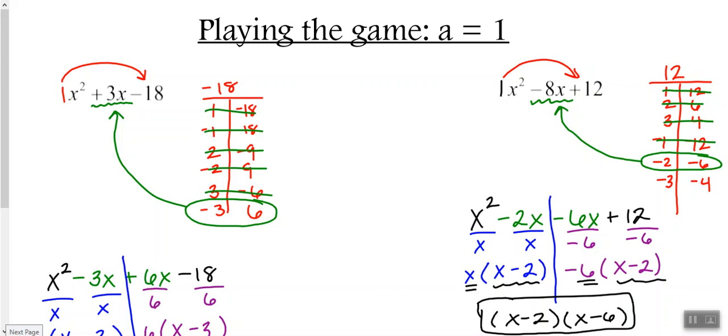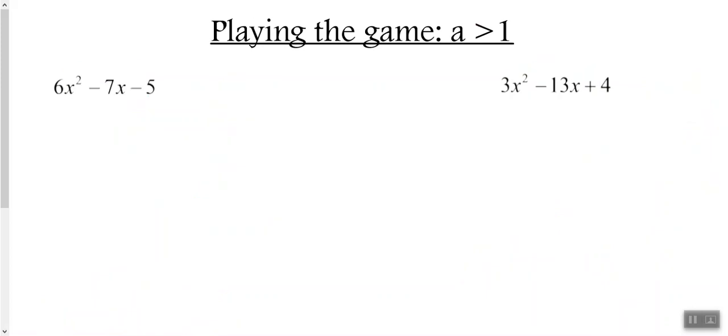Now we've got 2 more examples, and this time, notice we actually have a number in front of the x squared. So this is when that a is bigger than 1. All right, first we look, is there a GCF? So in my first example, no GCF. We can't group. So just like we did previously, we're going to take the number in front, multiply it to the number at the end. So 6 times negative 5, that gives me negative 30.